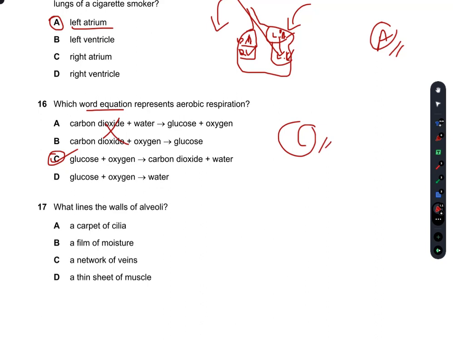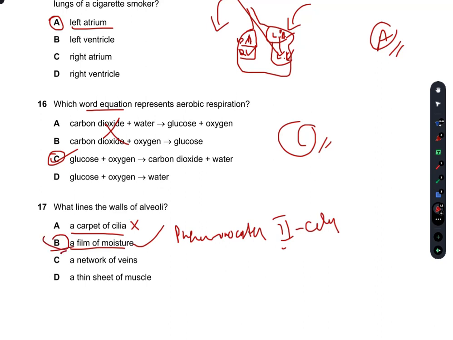What lines the walls of alveoli? So a carpet of cilia does not line the wall of alveoli. A film of moisture, yes. A film of moisture is continuously secreted by the type 2 cells, to facilitate the transfer of gases between the blood and the alveolar air. And these type 2 cells are generally found at the blood-air barrier. So B can be the right answer.